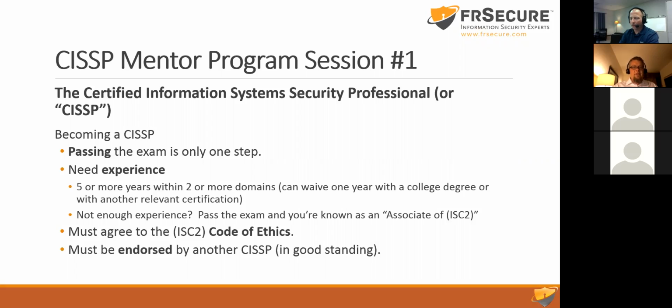Not enough experience. If you don't have any experience, or we really can't find ways to demonstrate the experience that you have, you get what's called an associate of ISC squared, and you keep that until you get the experience you need. You also have to agree to the code of ethics, which is, there's 5 code of ethics, 4, I can't remember now. For those of you who are ethical, that's kind of a no-brainer to abide by a code of ethics. Must be endorsed by another CISSP.